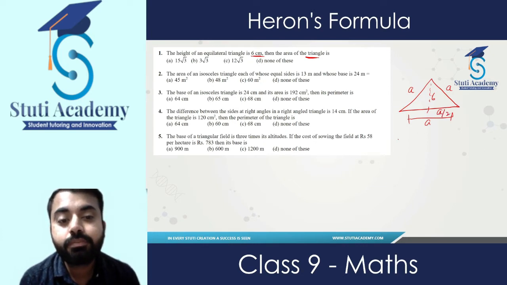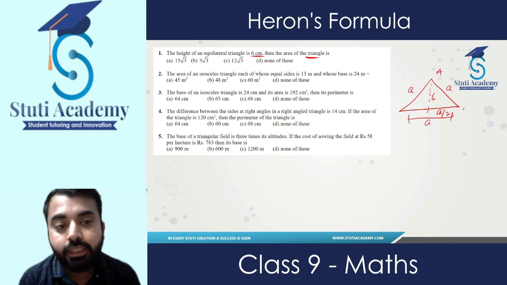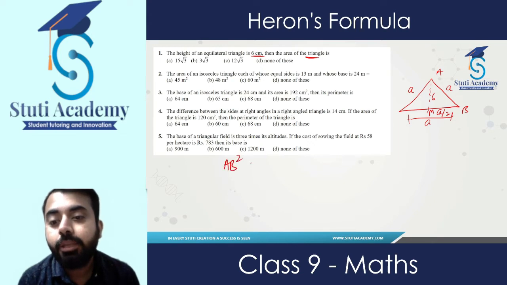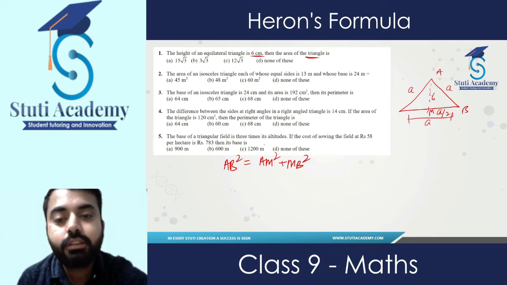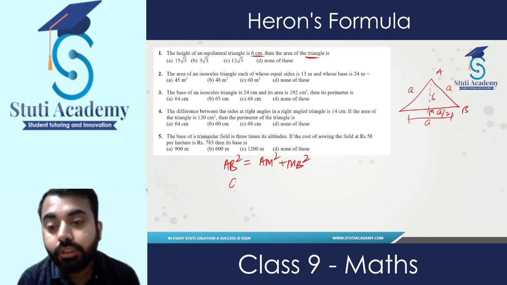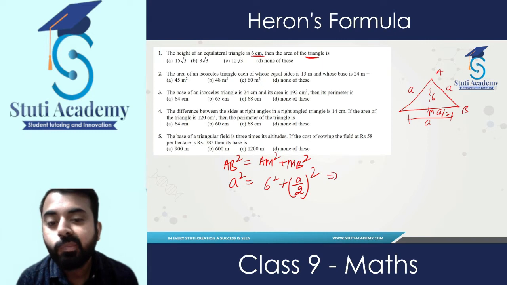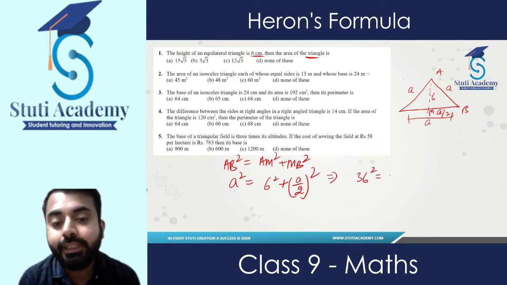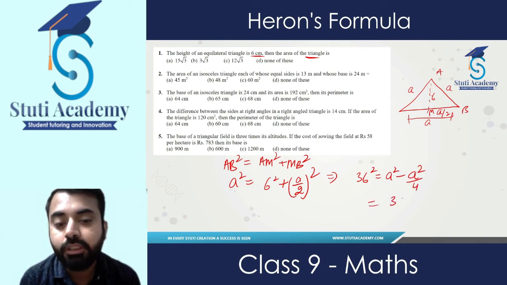Now you remember, if my triangle ABM is a right angle triangle, then AB square equals AM square plus MB square, right? Now AB square is a square, which equals AM is 6, so 6 square plus (a by 2) square. Now 6 square is 36, and it must equal a square minus a square by 4. It must be 3a square by 4, which equals 36.